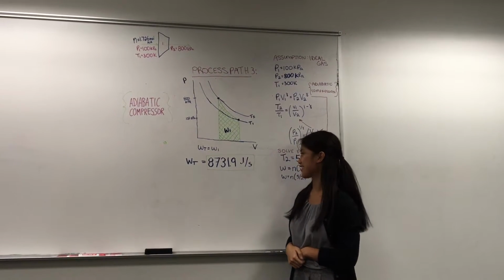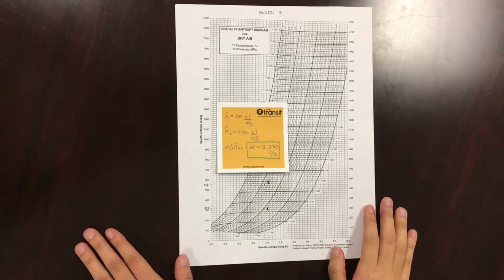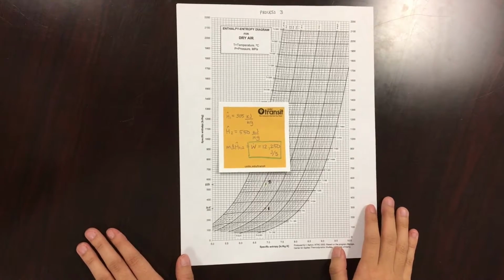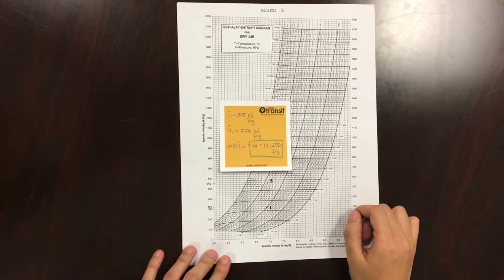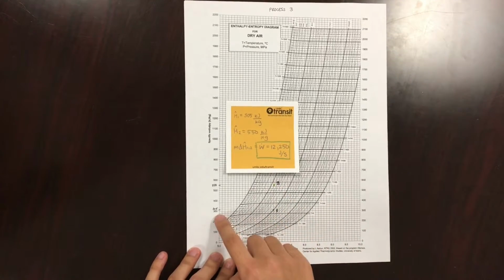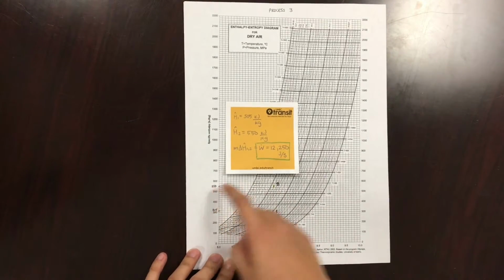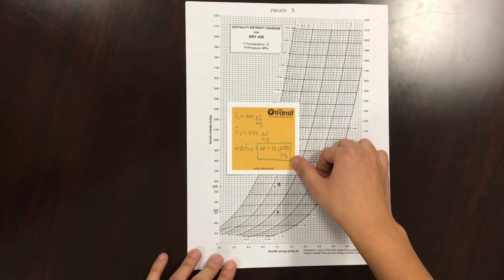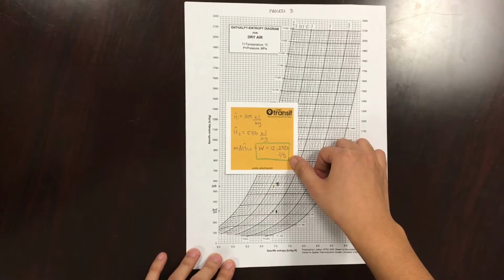8,731.9 joules per second. After calculating work from the ideal gas assumption, I wanted to compare my values to values from the enthalpy-entropy diagram. The enthalpies at these temperatures and pressures are 305 and 550. Calculated work to be 12,250 joules per second.